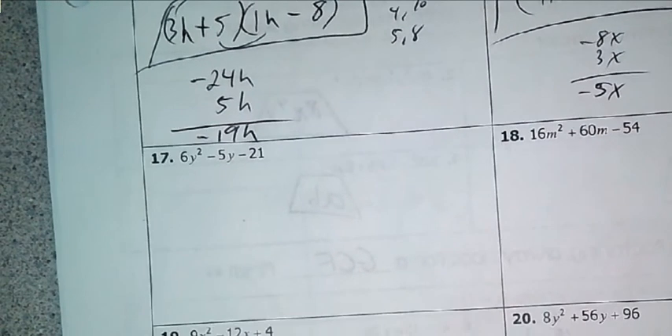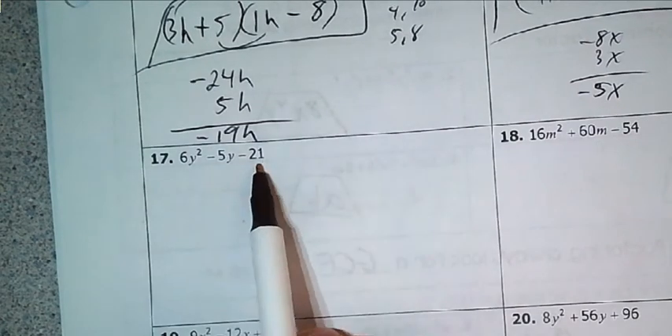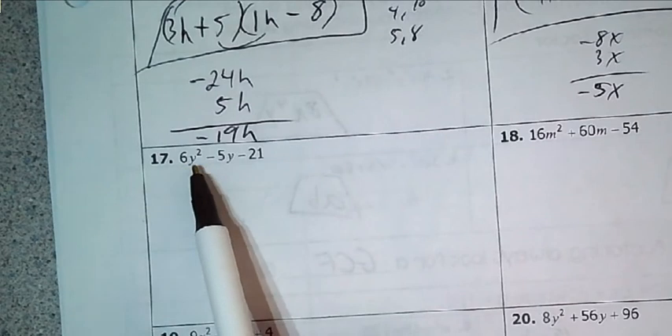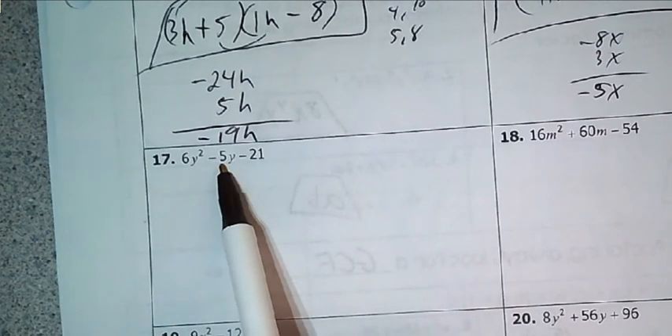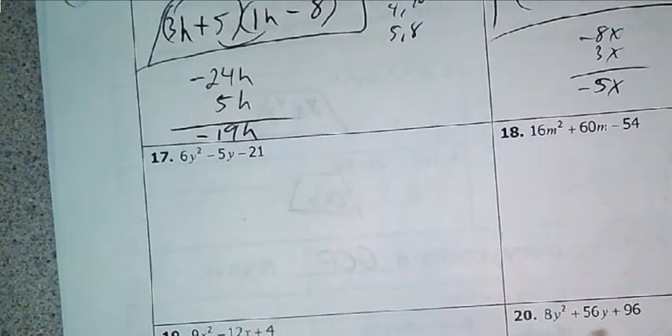Wait a second now. 6 is no. 6 not a GCF of 5 and 21. Now you say, well, wait a second. Maybe 3 is. Is 3 a GCF? No, because 3 is not a GCF of 5. So no, it's not. All right. So there is not a GCF.